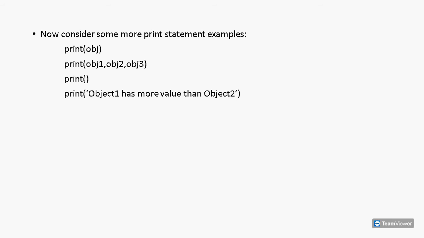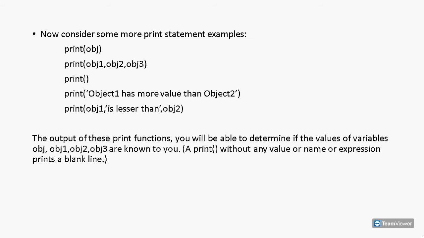Now consider some more print statement examples. print(obj), print(obj1, obj2, obj3), print('object1 has more value than object2'), print(obj1, 'is lesser than', obj2). The output of these print functions you will be able to determine if the values of variables obj, obj1, obj2, obj3 are known to you. A print without any value or name or expression just prints a blank line.